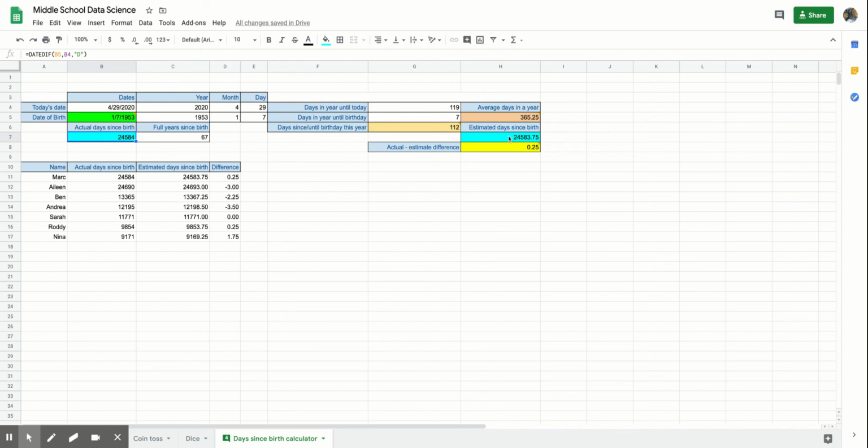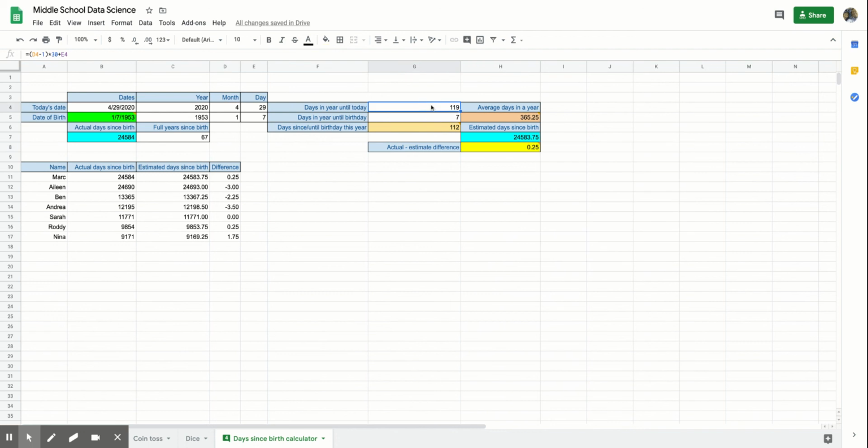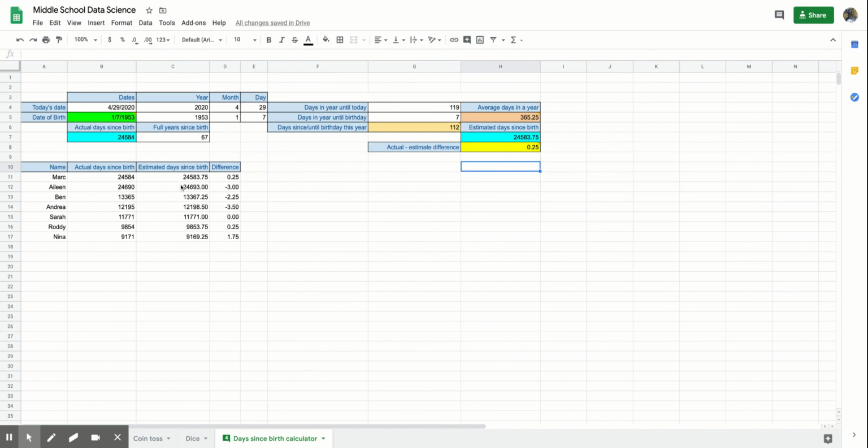Our model number of days is 24,583.75. So even though I estimated that every month had 30 days, and I estimated that every year had 365 and a quarter days, I didn't get the exact right answer, but I almost did. I got within 1/4 of a day. So I've put that here in this table.